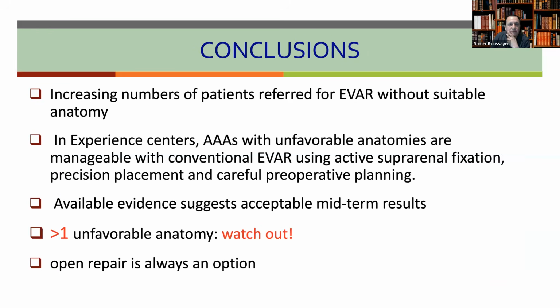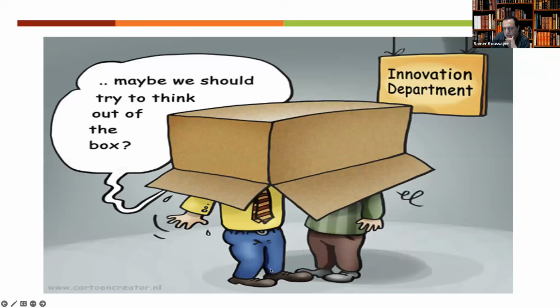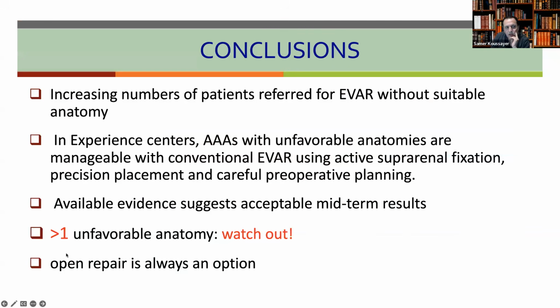All right, so there is an increased number of patients referred for EVAR outside suitable anatomy to experienced centers. Always you have a lot of tools to fix them. Again, guys, don't go beyond one unfavorable anatomy. You can have an angulation, but don't have angulation and thrombus and calcifications. Don't mix unfavorable anatomies. And open repair, guys, is always an option. Don't forget that.